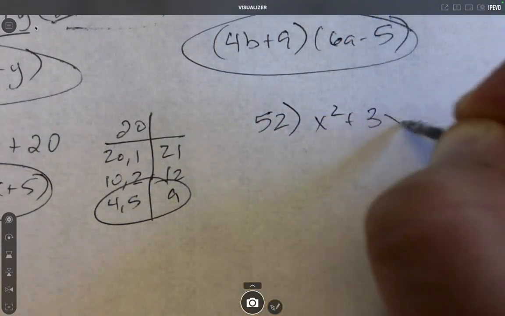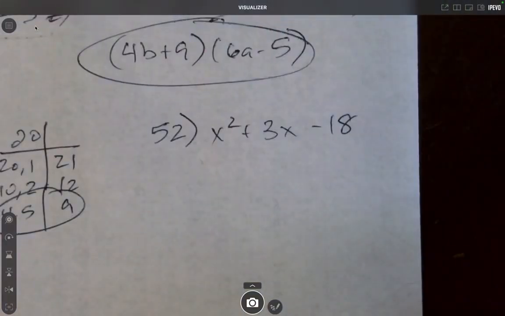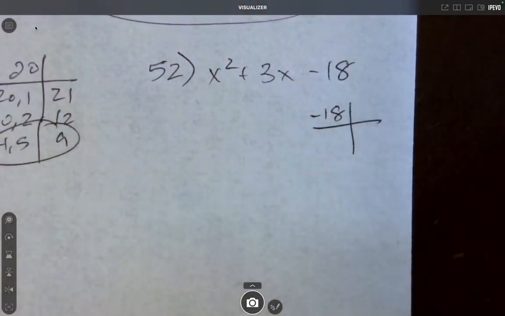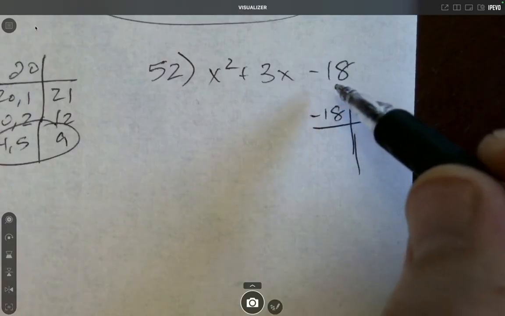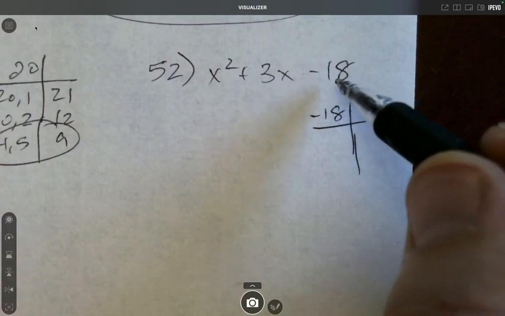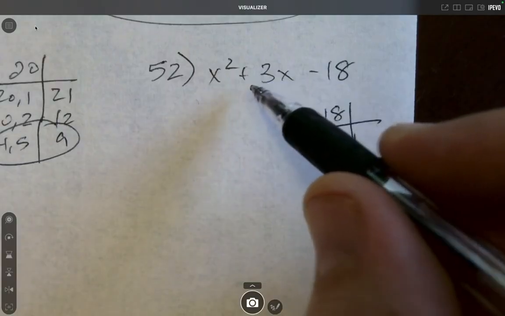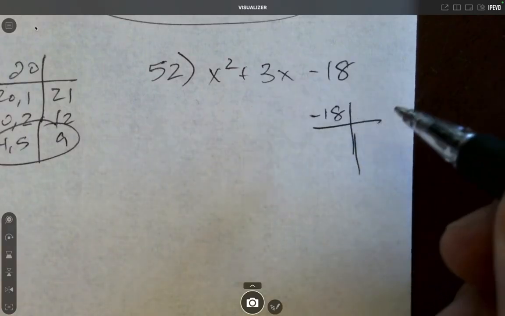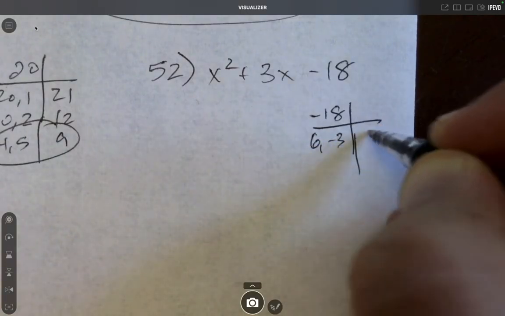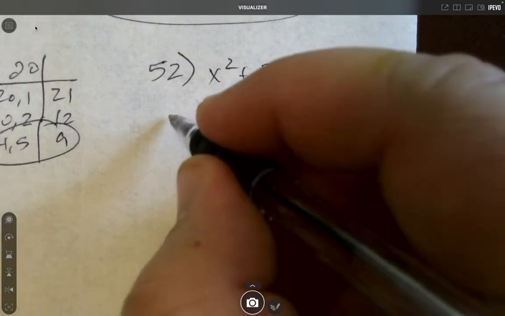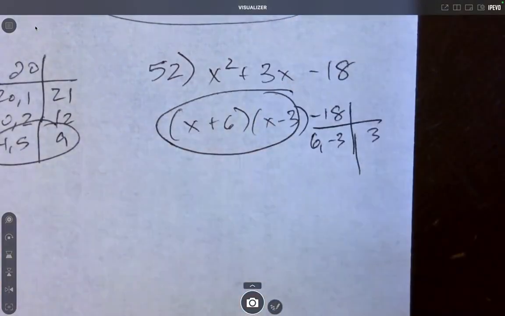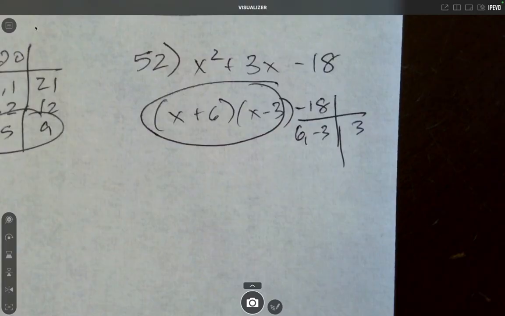X squared plus 3x minus 18. We want to see what multiplies to be negative 18 and adds up to 3. So keep in mind, since this is negative, we'll need one positive and one negative, and the bigger number should be positive. This sign tells you the sign of the bigger of the two numbers. So I'll just jump to the correct one, which is going to be a positive 6 and a negative 3. So we would factor this to be x plus 6, x minus 3. Now you don't have to check your work, but you can check your work because if you FOIL, you should get back exactly what you started with.